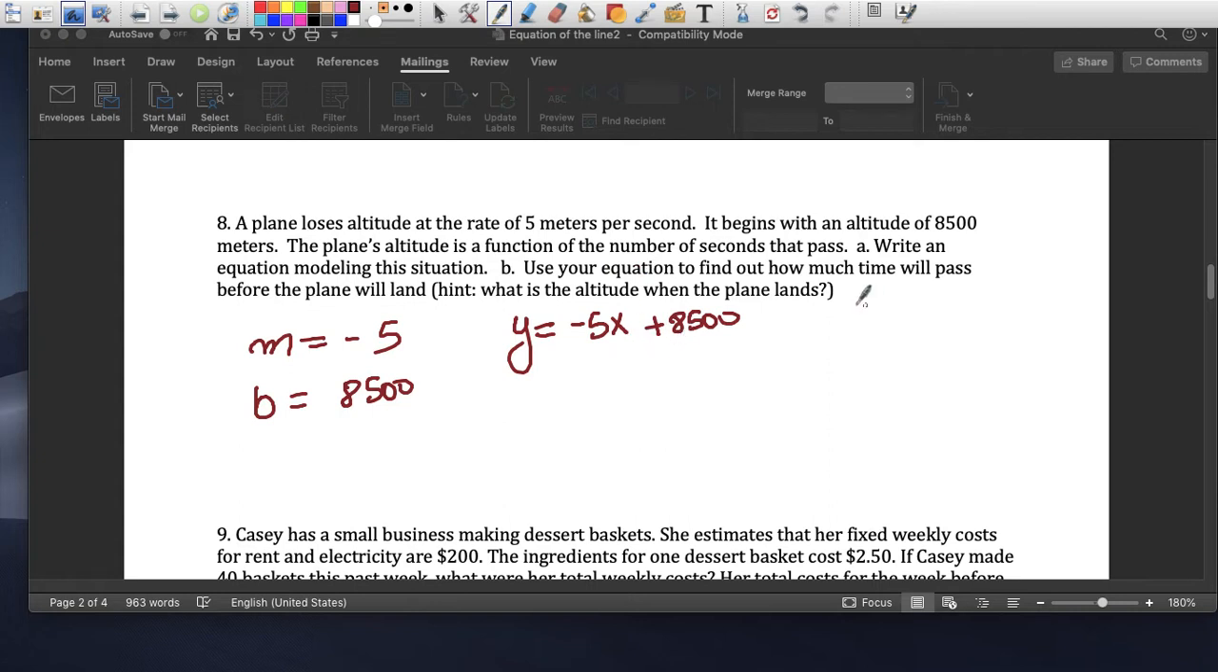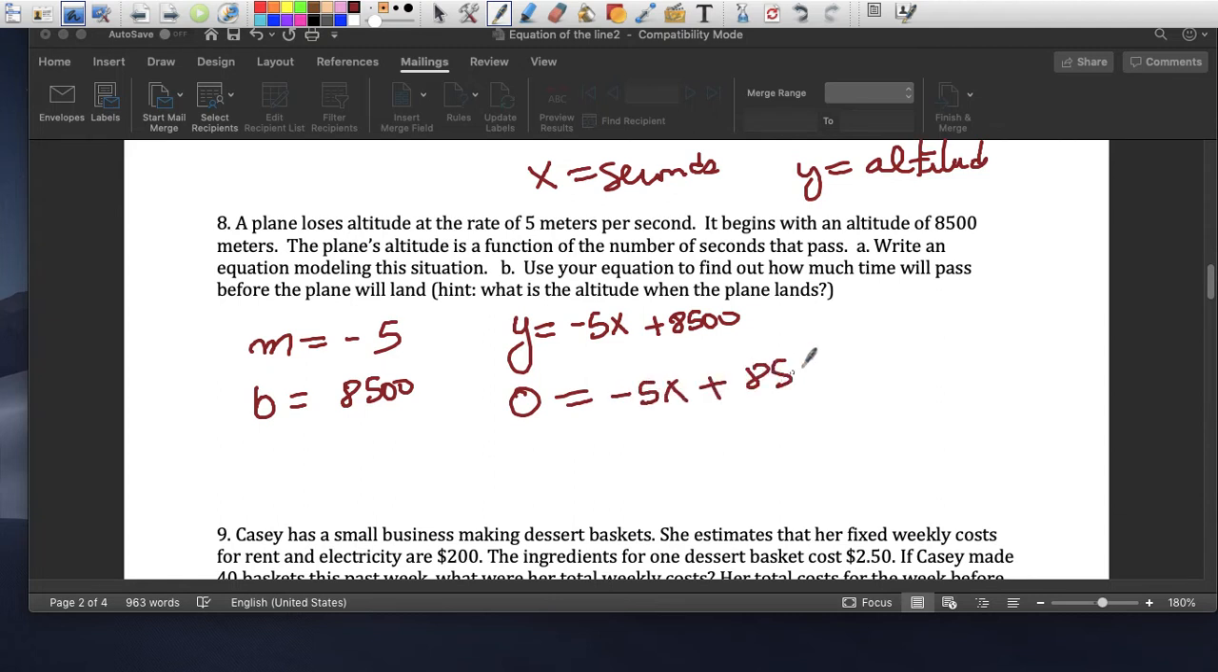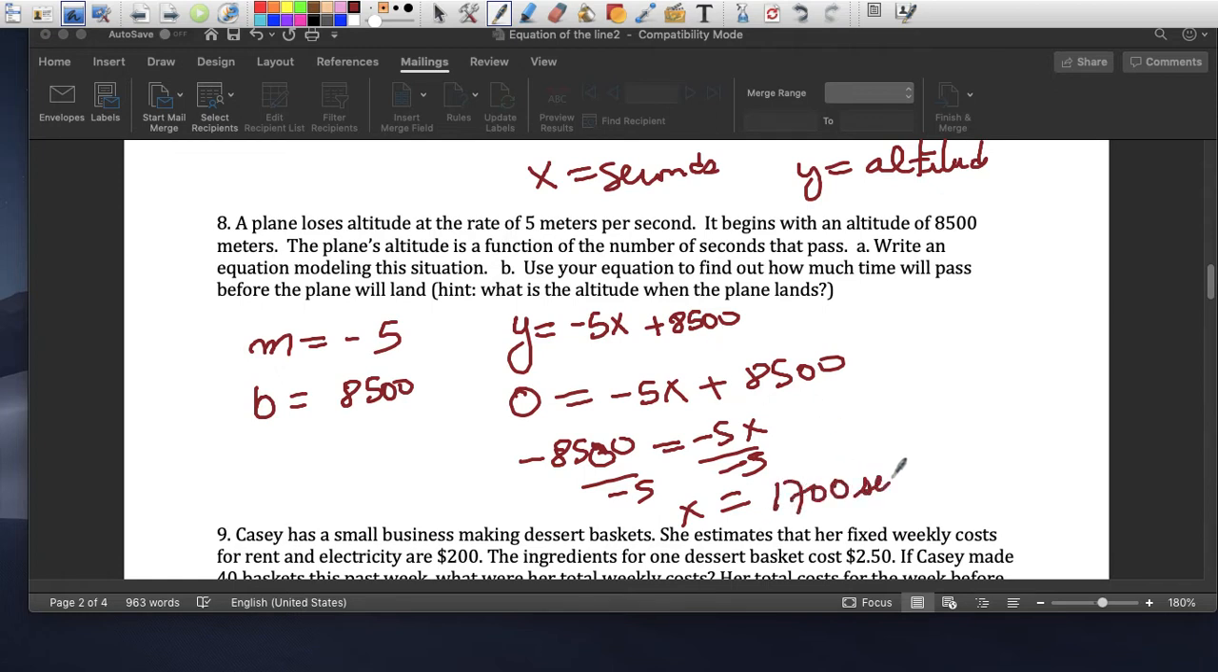How much time before the plane will land? So when the plane lands, what's the altitude? The altitude is 0, right? So again, sorry, I forgot, x equals seconds and y equals the height, the altitude. So when the height is 0, which means the plane's on the ground, how much time did it take? Well, -8,500, because we're subtracting 8,500 from both sides. And then we're dividing both sides by -5, and x equals whatever number that turns out to be. I think it's 170. Let me just confirm. No, 1,700 seconds. Okay.